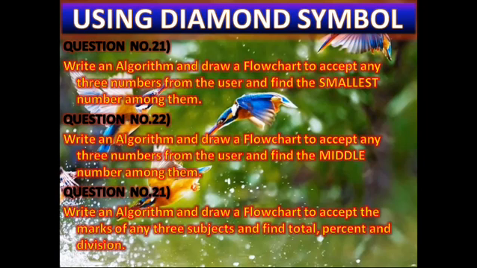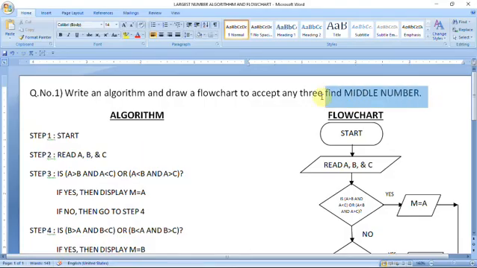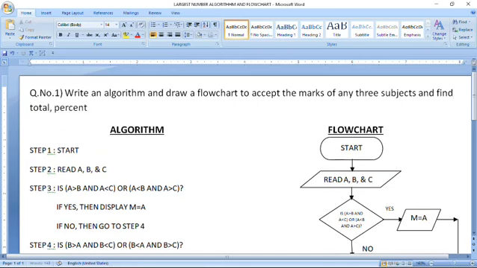So again I want to write only the algorithm first. I want to tell you how to write the algorithm, and after that I hope you can easily convert the algorithm into the flow chart. So let's see how to write an algorithm for this problem. Write an algorithm and draw a flow chart to accept the marks of any 3 subjects and find total, percentage and division of the student. So this way I wrote the question.